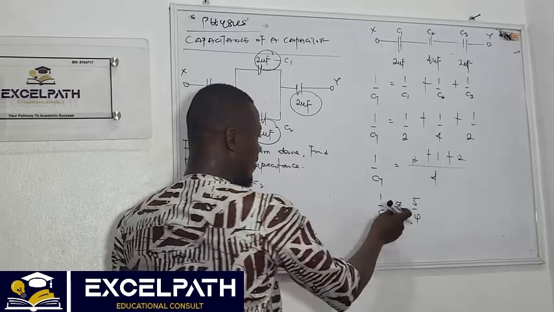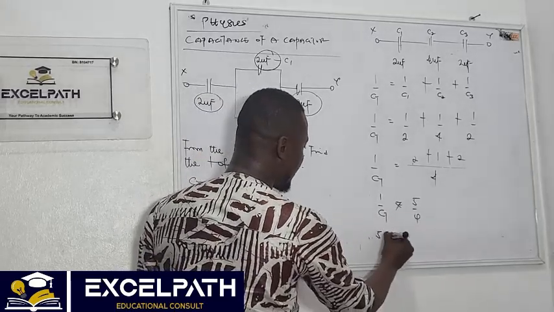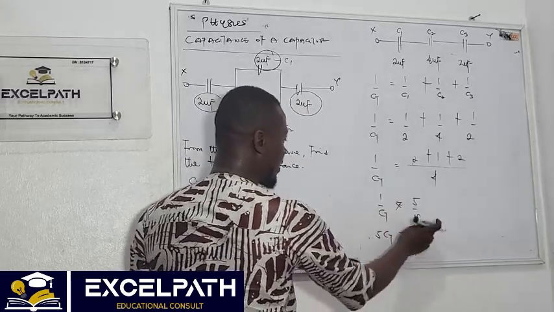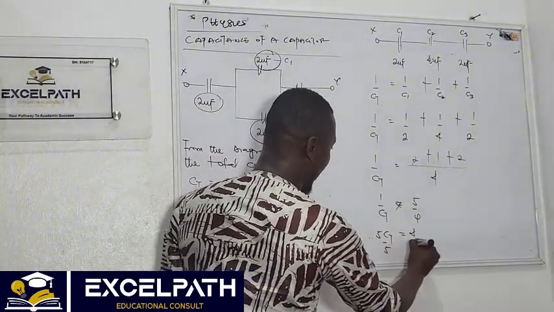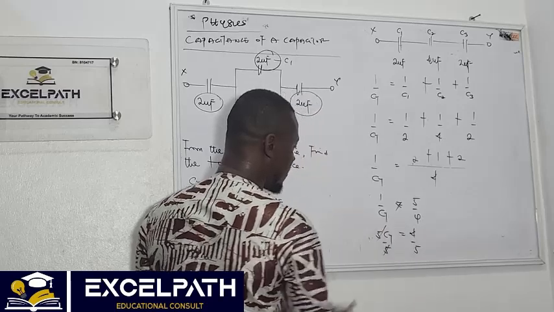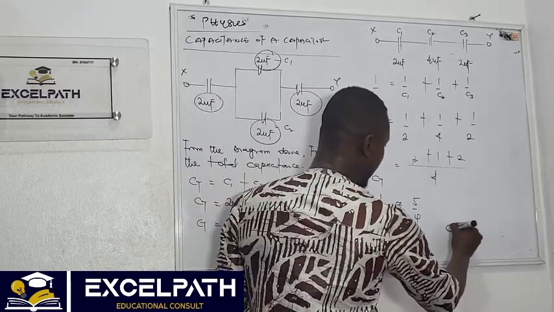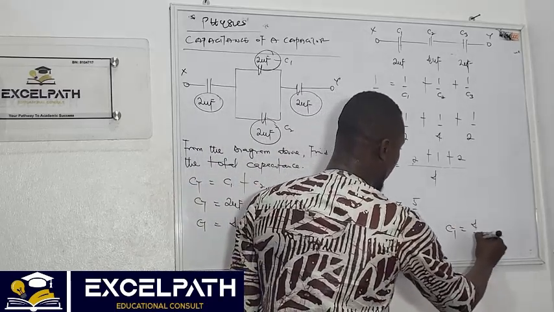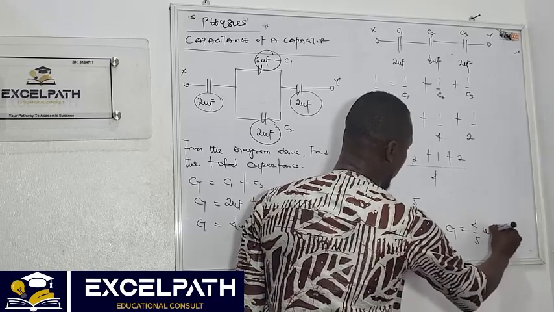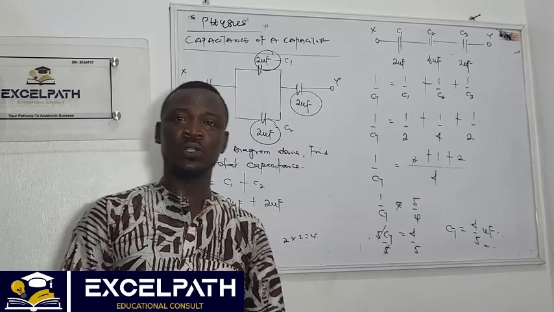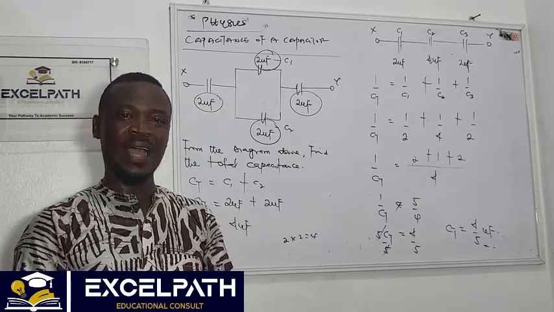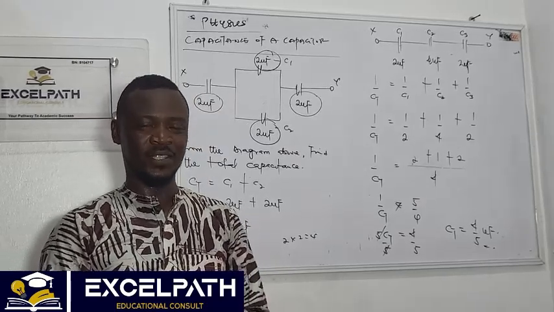You cross multiply because you're looking for C total. CT times 5 is 5CT, equals 1 times 4, which is 4. From here, I divide both sides by 5, and cancel 5. What's my final answer for C total? 4 over 5 microfarad, which is the answer to the second question. So I'll be back in a jiffy. Thanks so much.